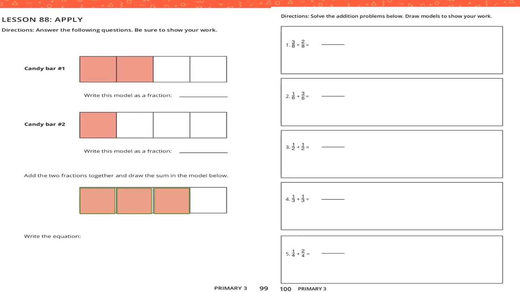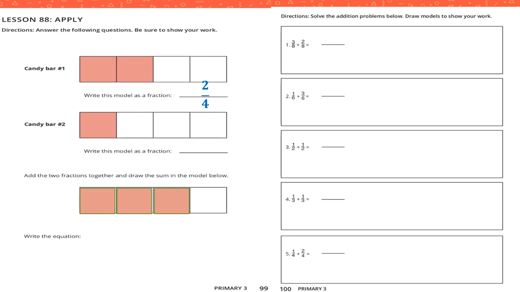Here, how many colored parts? Yes, we have 2 colored parts. How many total parts? It means colored and not colored, all the parts. All the parts here are 4. So the fraction here is 2 colored out of 4 total.